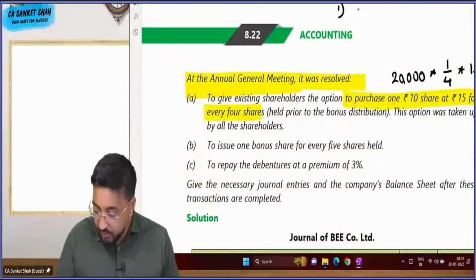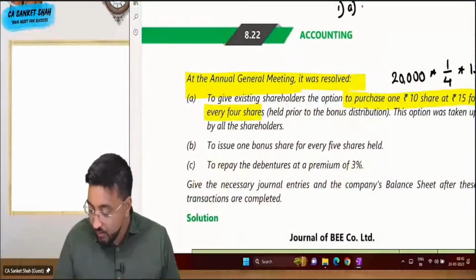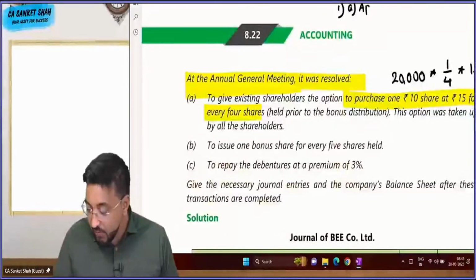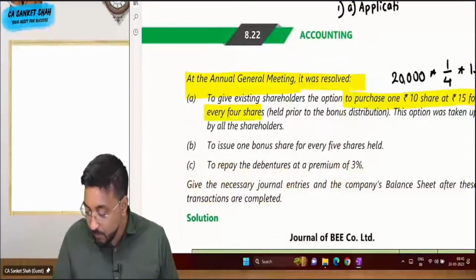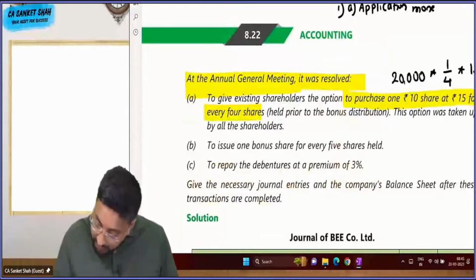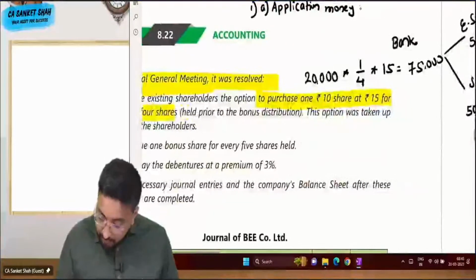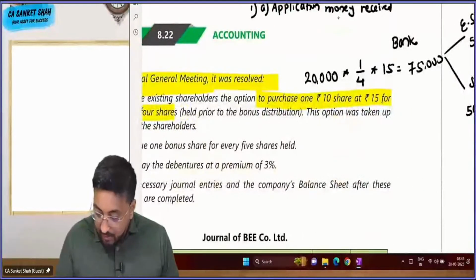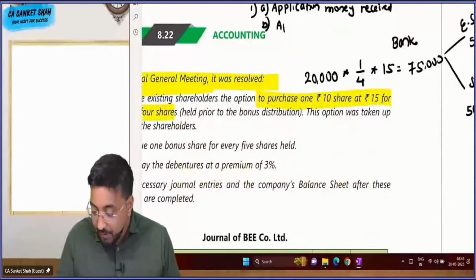Yes. First one, A, application money received. You can write the sequence. And B, application money due.